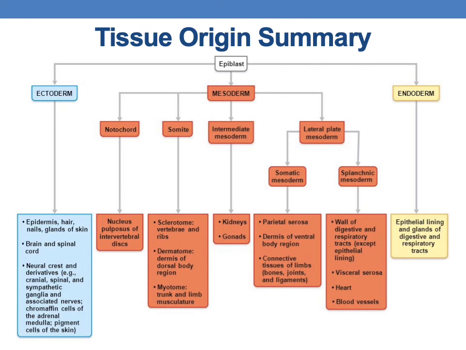Here is a chart of structures that develop from the three primary germ layers. I thought it was a good example to see what different tissues arise from the three primary germ layers.